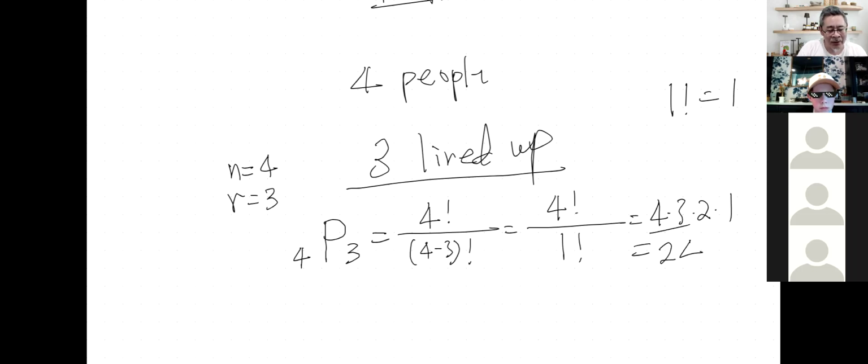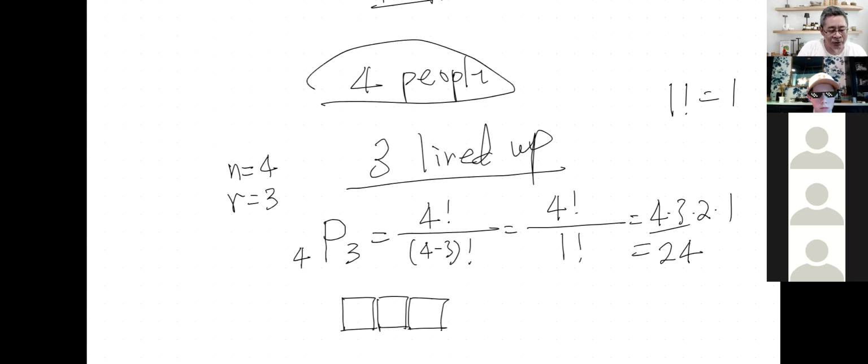Another way is that we can draw them out. Out of the 4 people, for our first choice, we got 4 to choose from. And for the second in line, we only have 3 left. Third, we got 2 left. So it's 4 times 3 times 2. That's 24. Good.